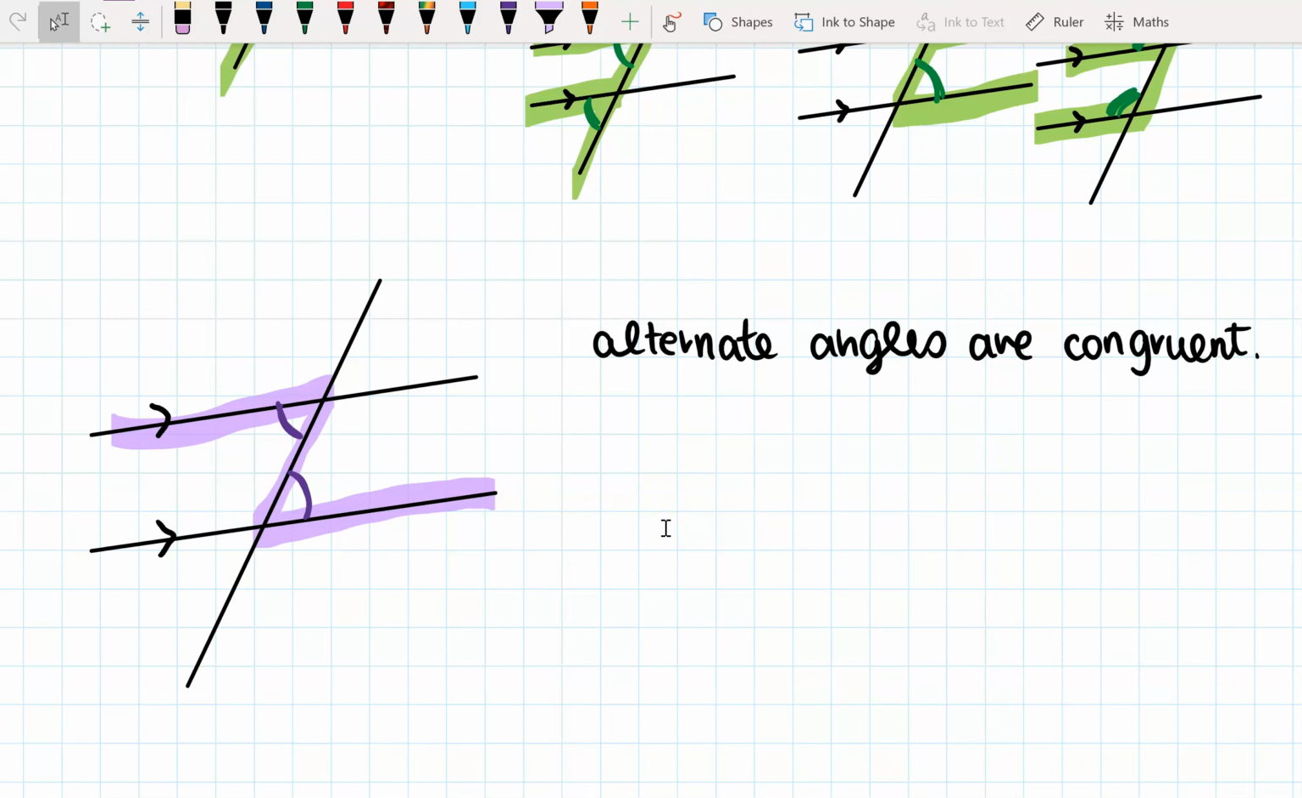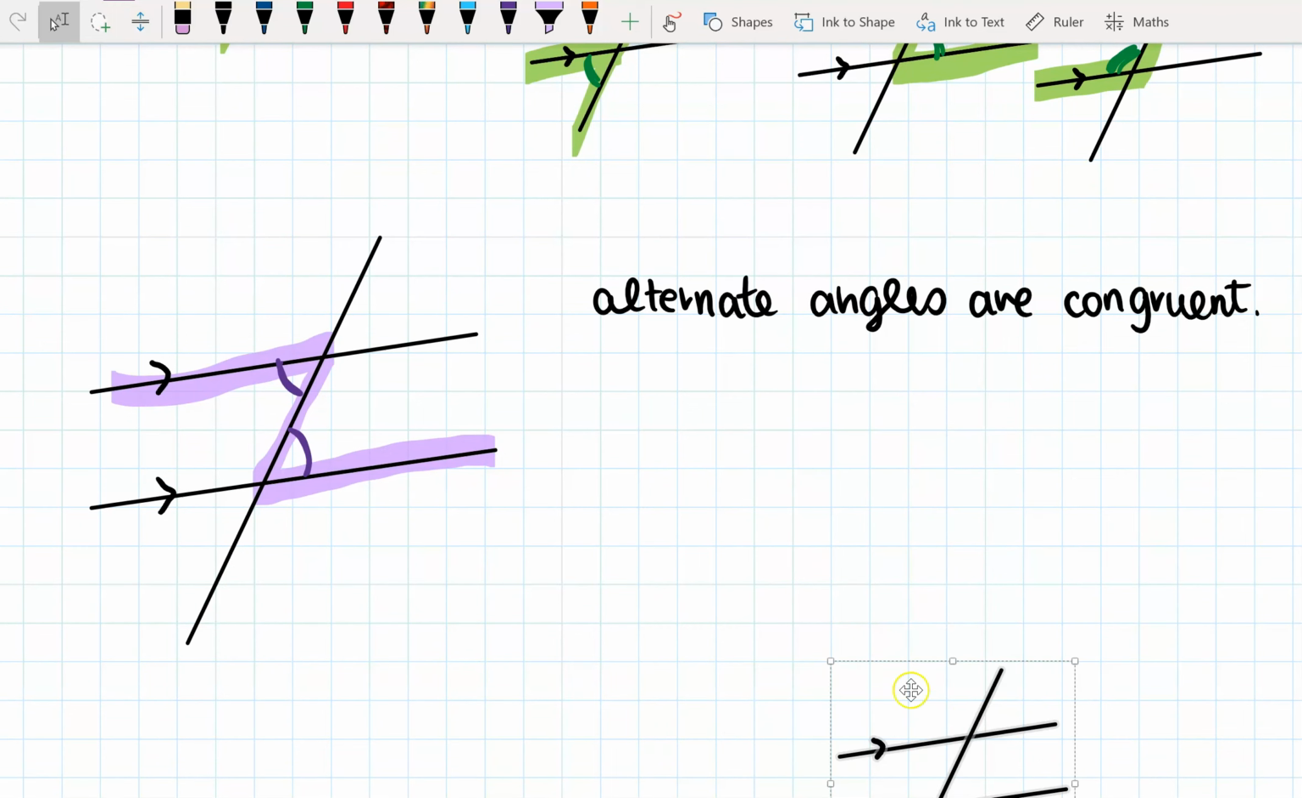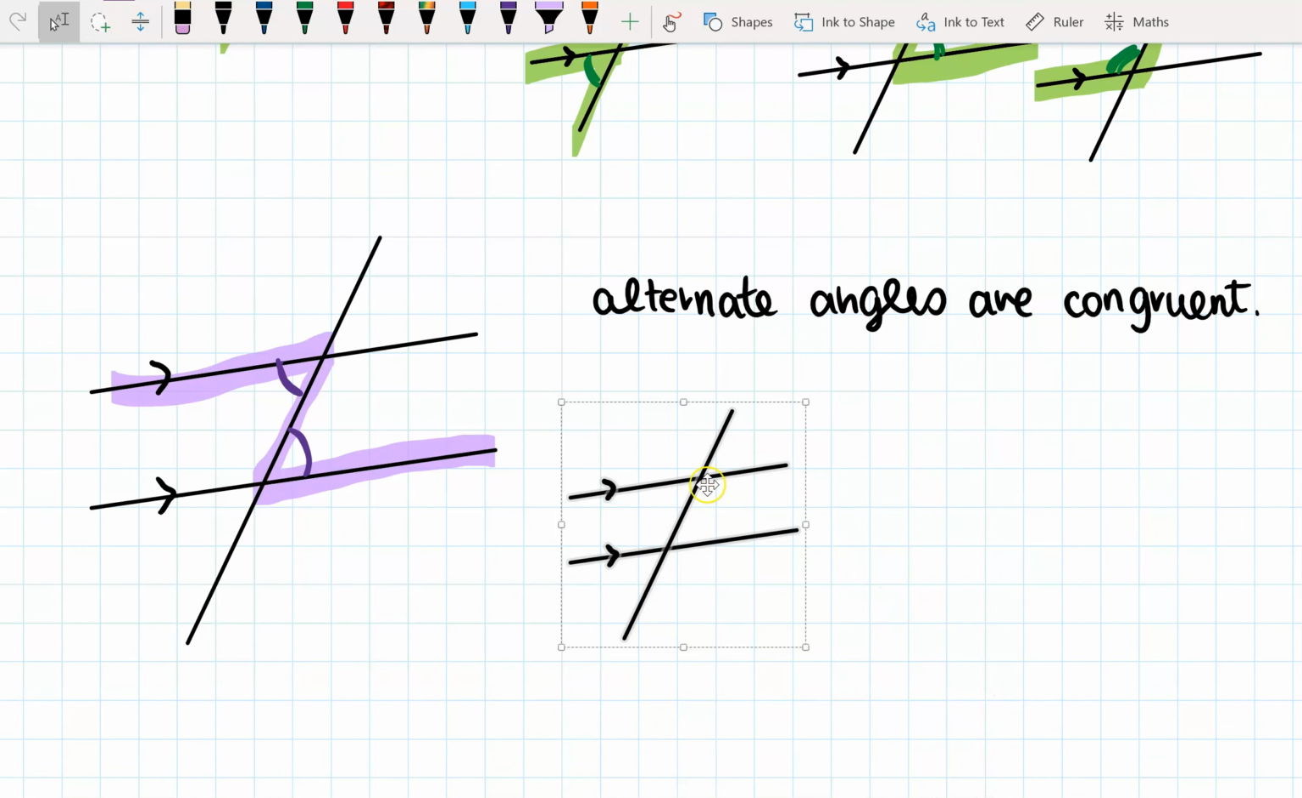And again, there are a couple of different ways that we can draw this one. So you can have the Z that we've already drawn. You can also have this Z like this, in which case these two are equal. Okay, so these two angles are also congruent. All right, so those are our three rules.